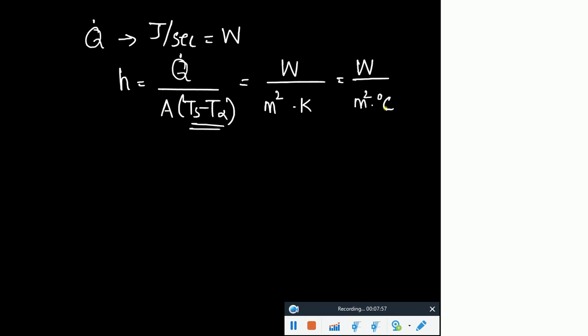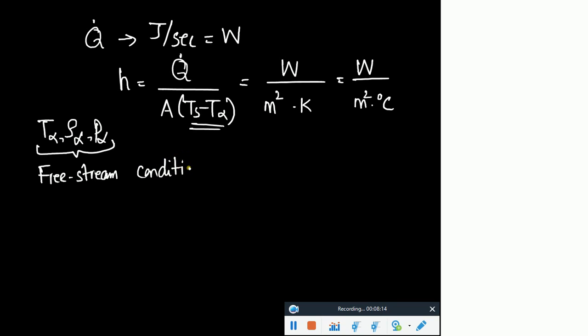T infinity is the temperature outside. Generally, whenever you talk about this infinity sign, T infinity or rho infinity, or let's say P infinity, these properties are known as free stream conditions. Now what do you mean by free stream? The air moving independently outside in the environment, in the atmosphere. So this is basically a representation for any property which is there in the free stream in the air. Generally that temperature is taken as sometimes 20 degrees centigrade, sometimes 25 degrees centigrade.